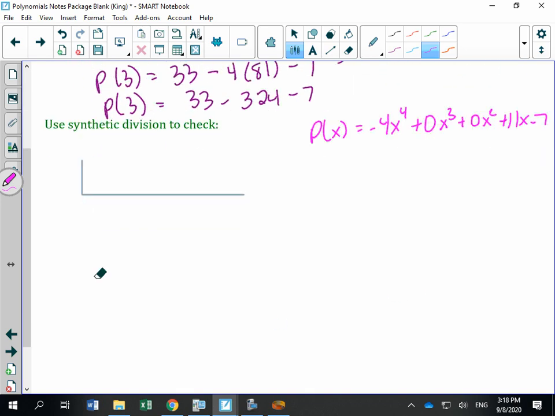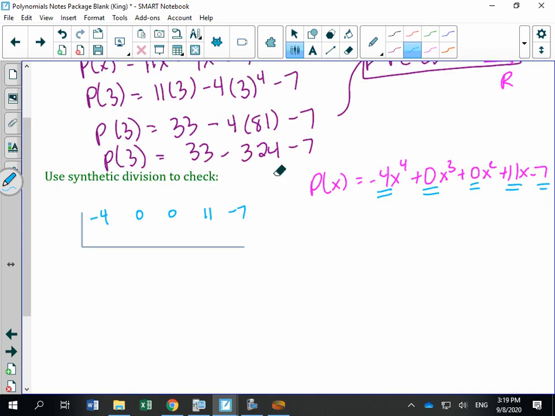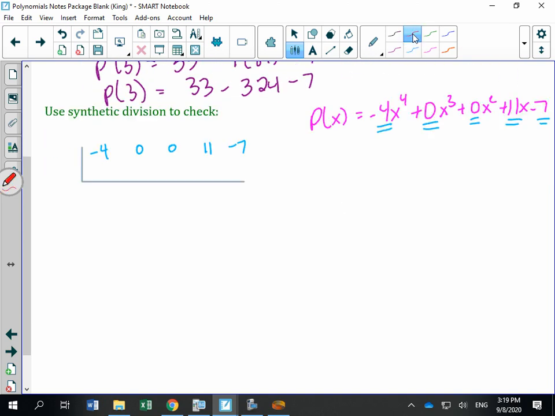Remember that for synthetic division, your upside down division bar, and then negative 4, 0, 0, 11, and negative 7 is at the end. What goes in front is going to be the root of your divisor. So the root of our divisor is 3. So that goes in front. Let's bring down that negative 4, and then we multiply. Negative 4 times 3 is negative 12.